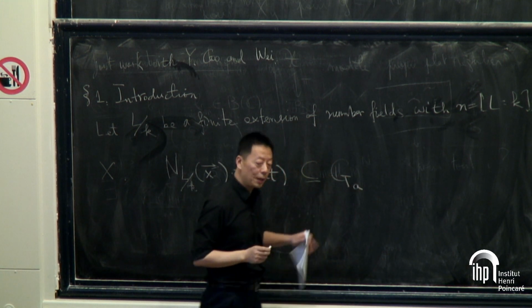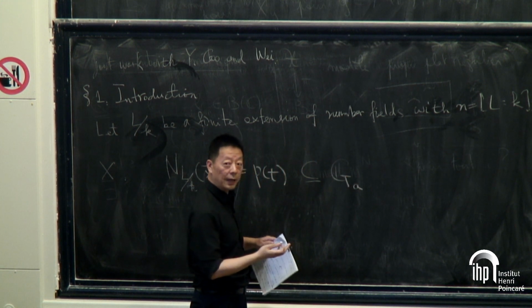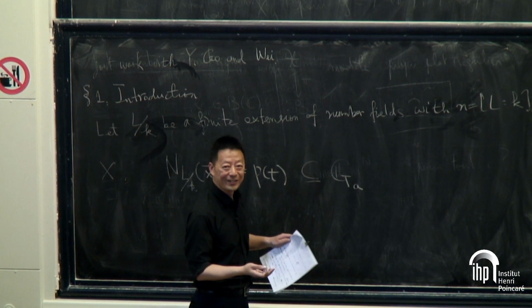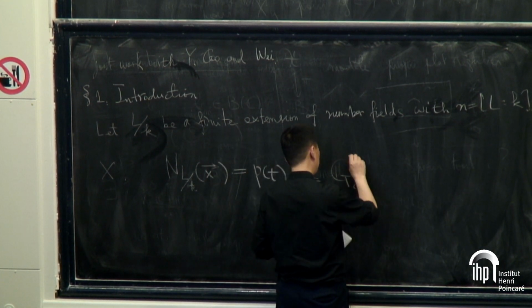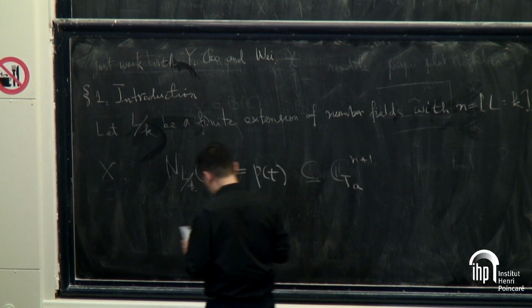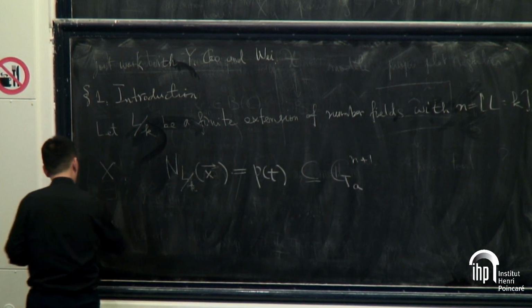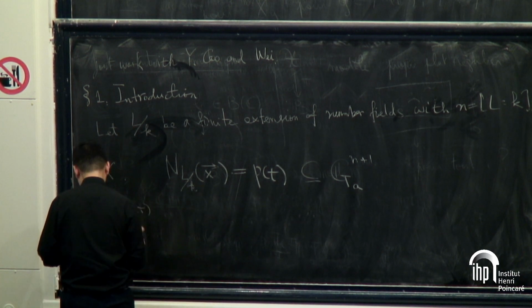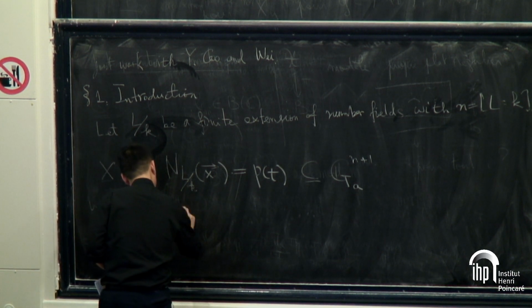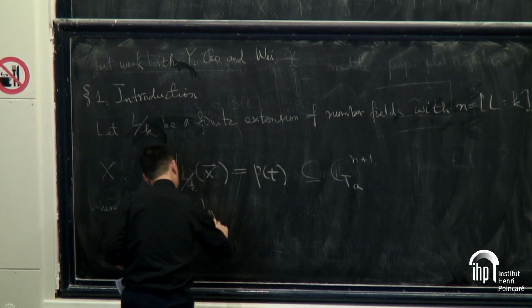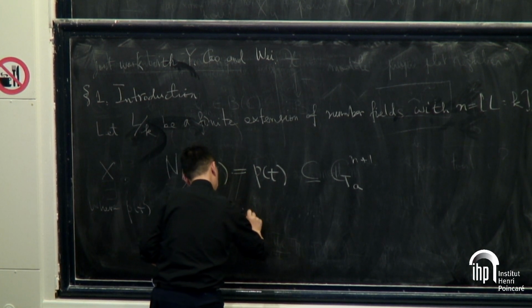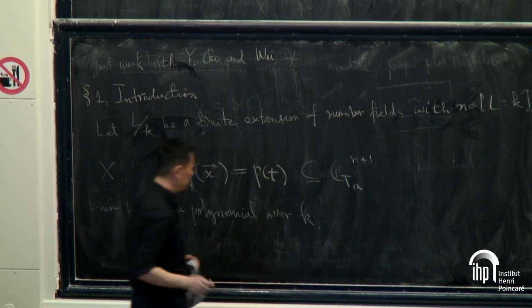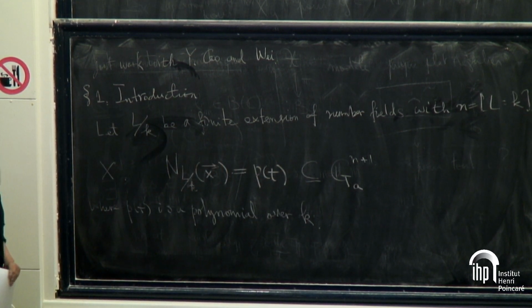Well, I'm using G_a because I'm going to use adeles, to avoid using affine space. So here I'm using G_a for this reason. Here P(t) is just a polynomial over K. So this is a very simple, concrete variety, an affine variety.